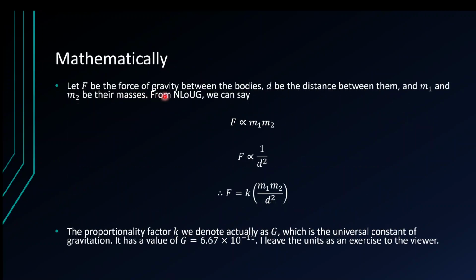If we let F be the force of gravity between the bodies, d be the distance between them, and m1 and m2 be their masses, then from Newton's law of universal gravitation we know the force is proportional to the product of the masses, m1 m2, and inversely to the square of the distance, d squared. Putting them together, the force is proportional to these two divided, times a constant k. Now, this constant k, we don't call it k, we actually call it capital G.